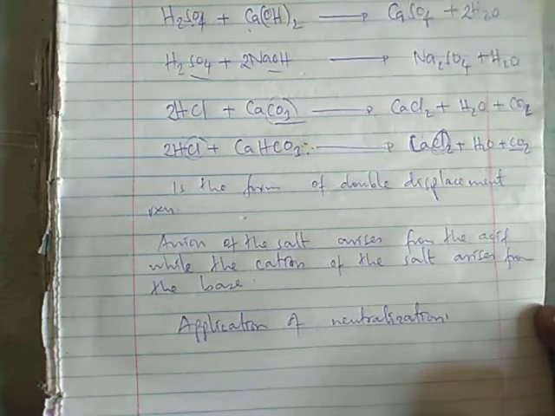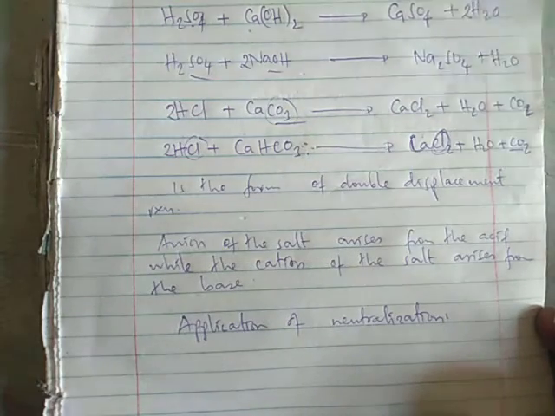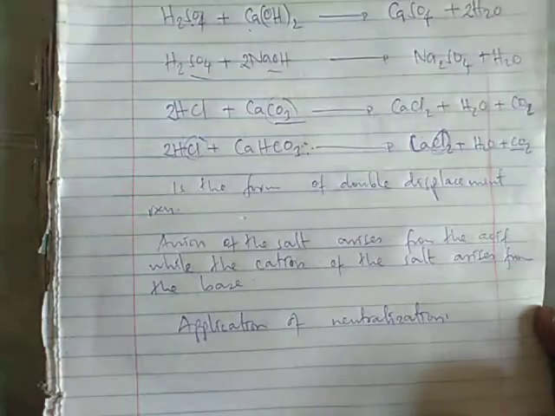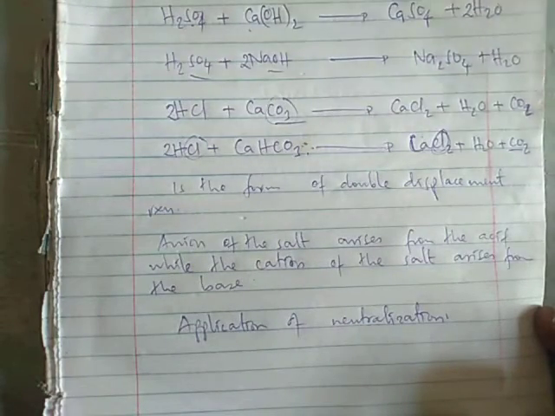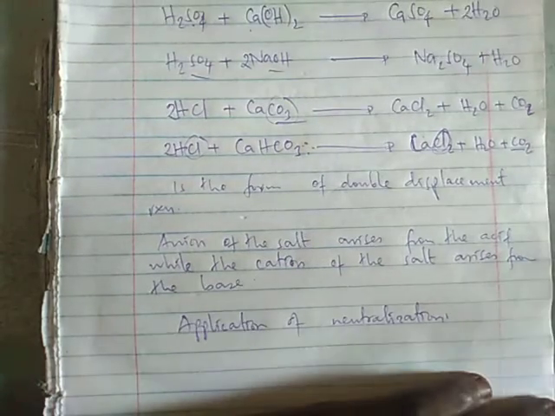Hydrochloric acid inatumika katika production of chloride, katika electroplating, inatumika kama catalyst and solvent katika organic synthesis kwenye different organic reactions ambazo tunataka kusoma kwenye advanced level. In manufacture of fertilizers, textile and rubber, zote zinatumia.